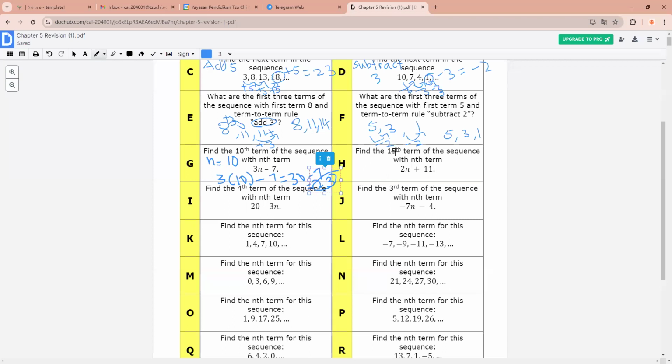Next question, find the 15th term of the sequence with the nth term. So same thing, we substitute n with 15. And it turns to 2 times 15 plus 11, which is equal to 30 plus 11. And the answer is 41.